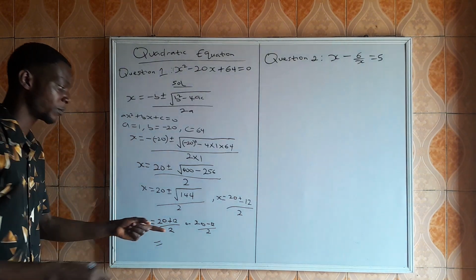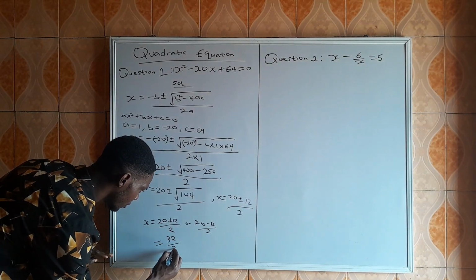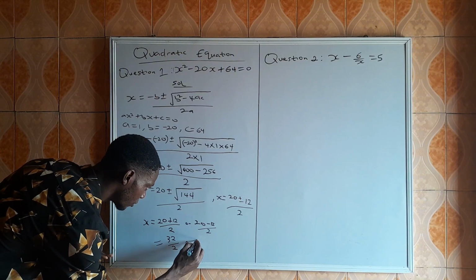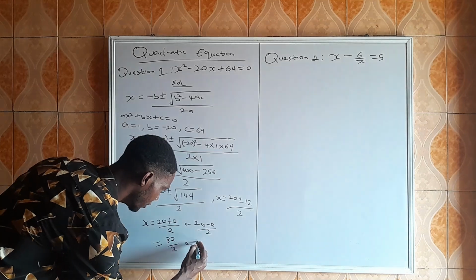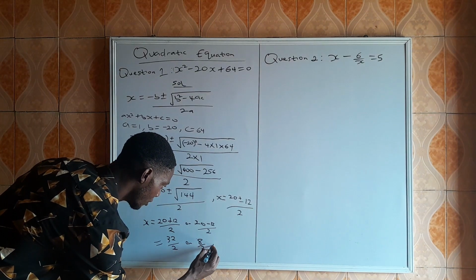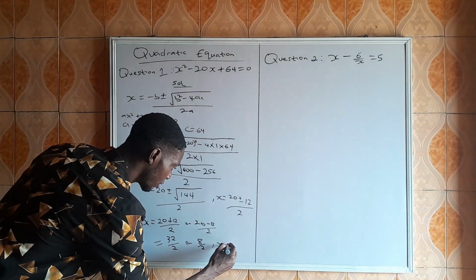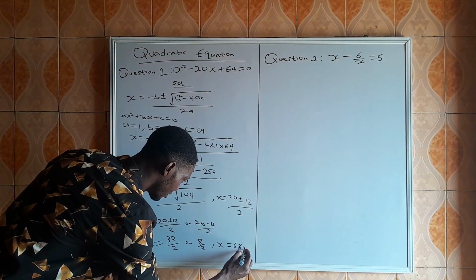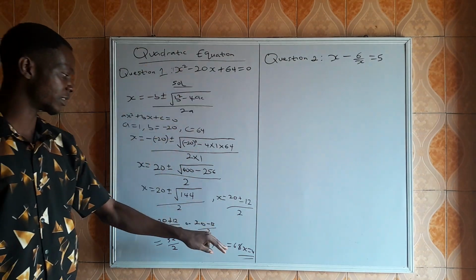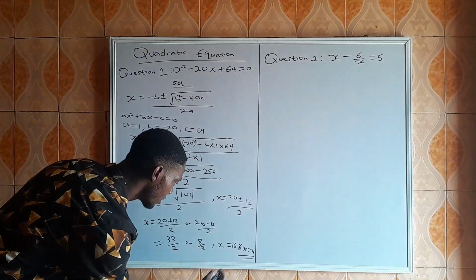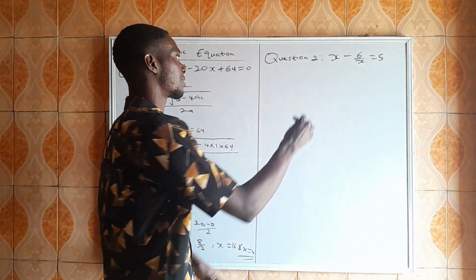So from here you have 20 plus 12, which is 32, divided by 2. And 20 minus 12 will give you 8, so you have 8 divided by 2. So from here, s will be 32 divided by 2, that is 16, and s is 4. So the two values of s in this expression are 16 and 4.